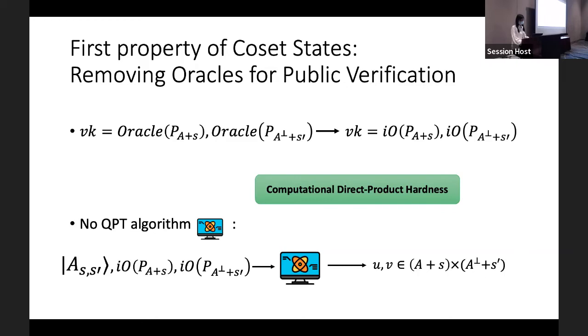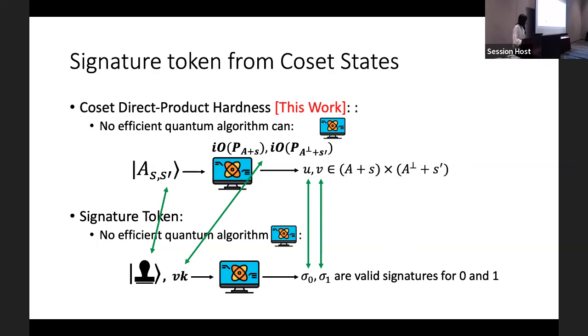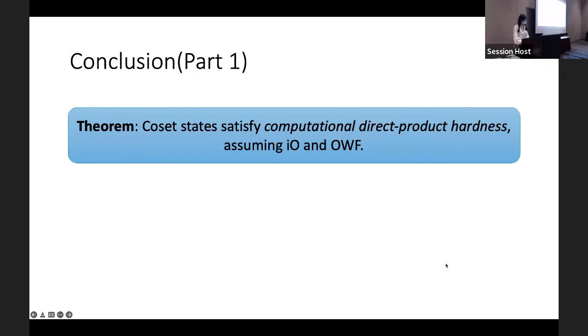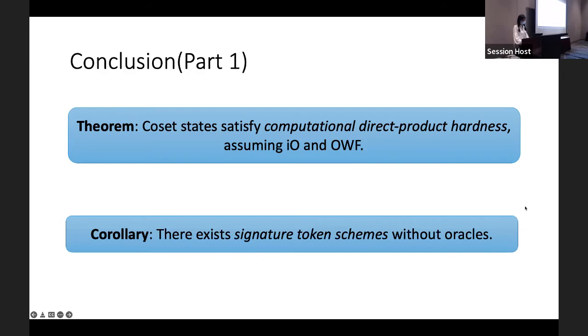And now naturally we have the same mapping to get a signature token from coset states. To output valid signatures, you measure your coset state either in the computational basis or in the Hadamard basis. And to do verification, you use the I/O programs that check the membership to check whether a signature is valid. And now we can do it in the plain model. Okay, very simple, we can conclude our first part. So coset states satisfy a computational direct product hardness property using I/O and one-way functions. And we can therefore get a signature token scheme without oracles.